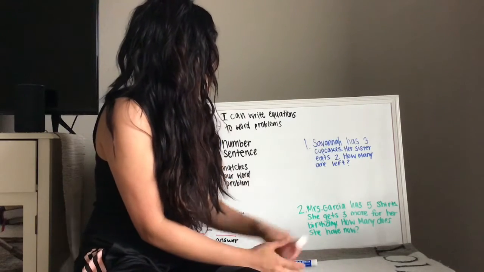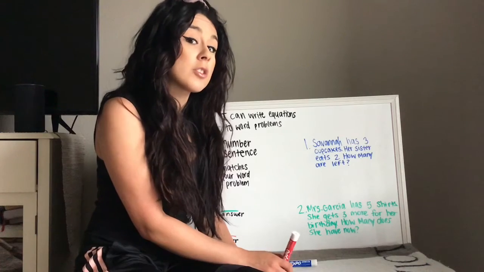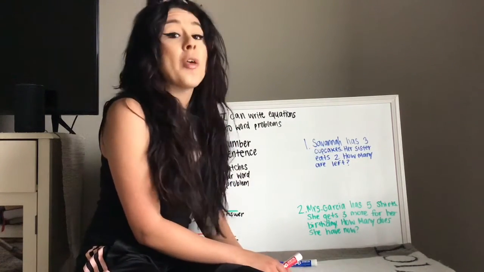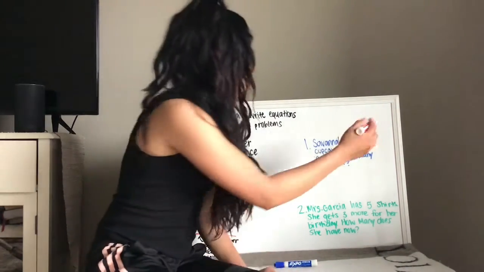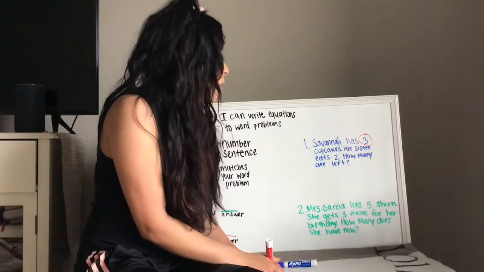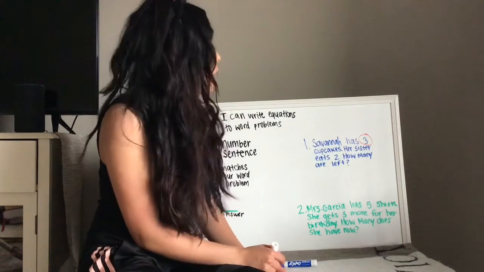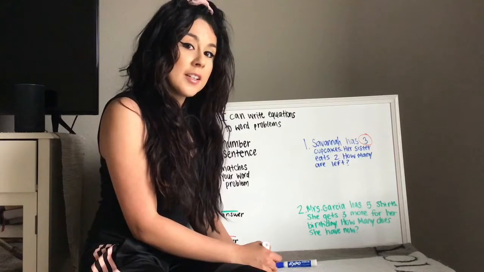So it says Savannah has 3 cupcakes. Did you hear an amount that I should circle? I'm going to read it one more time. Savannah has 3 cupcakes. What should I circle? Correct, 3. Her sister eats 2. Uh-oh, should I circle another number? I'm going to read it one more time. Her sister eats 2. What should I circle? Good job.